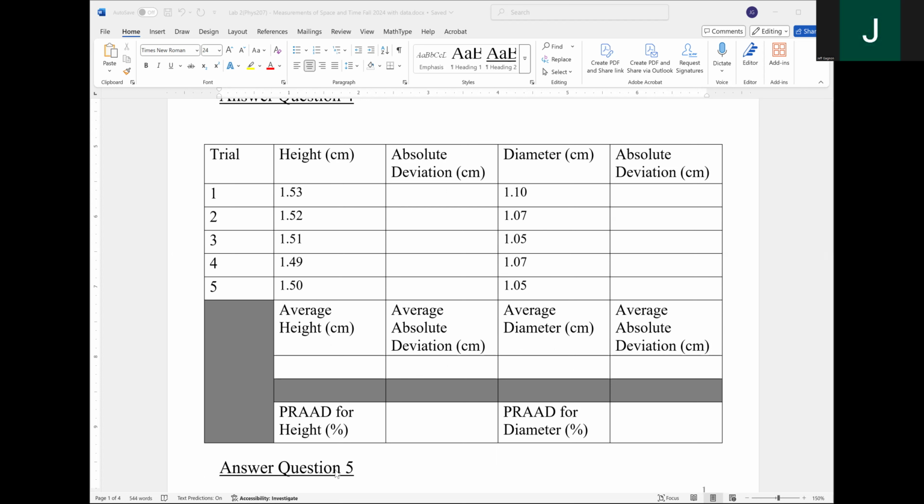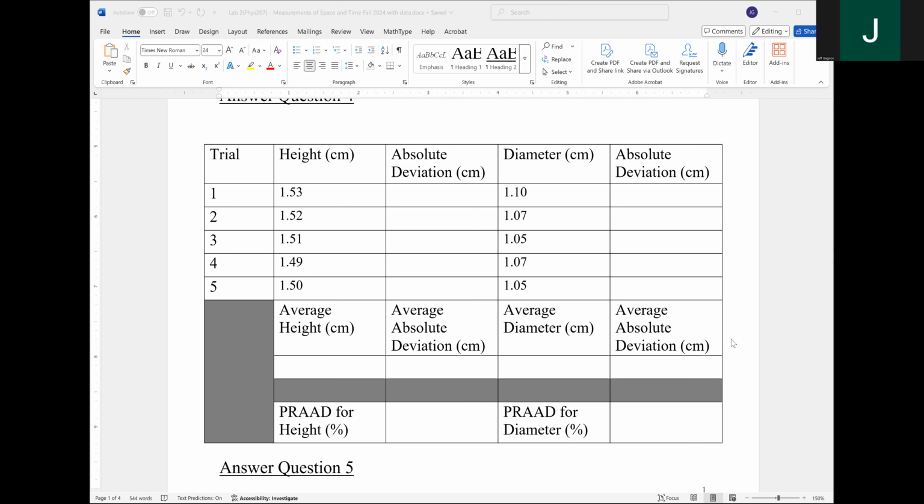So question 5 is make sure you include all the data in your table, right, as usual. And I want you to calculate the average height, the average diameter. Make sure you round those to 2 decimal places, right? Because that's the resolution of the instrument. It's 0.01. And then I also want you to calculate the percent relative average absolute deviation, the PRAD for height and the PRAD for diameter. So that's question 5. Fill in the rest of this table: calculate average height, average diameter, and the PRAD for height and the PRAD for diameter.